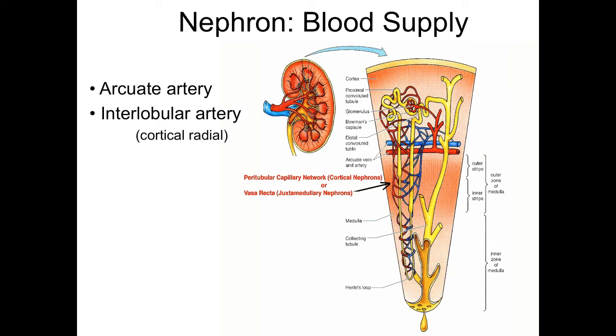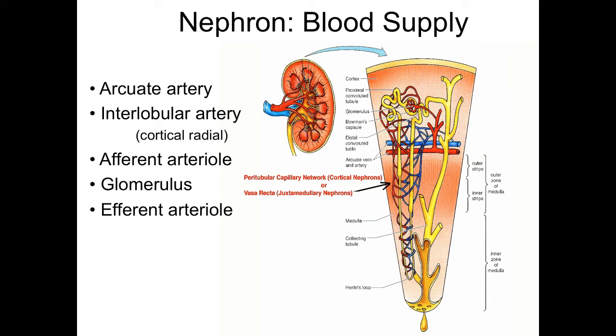So we can say the arcuate artery gives rise to the interlobular or cortical radial artery. The cortical radial artery gives rise to the afferent arteriole. The afferent arteriole gives rise to the glomerular capillaries. The glomerular capillaries give rise to the efferent arteriole. The efferent arteriole gives rise to the peritubular capillaries or the vasa recta.